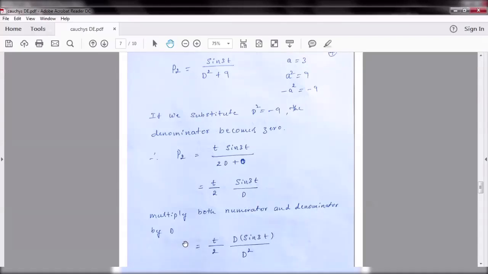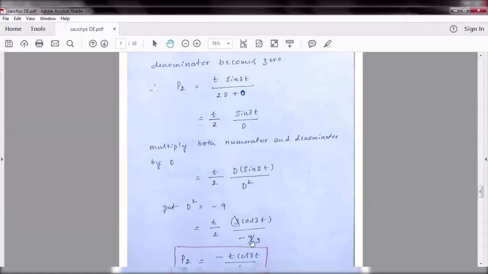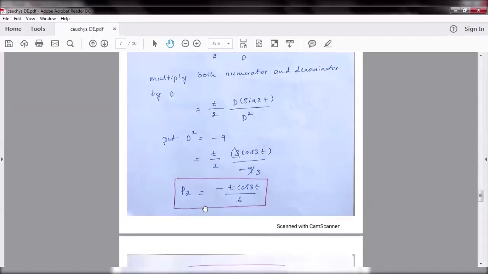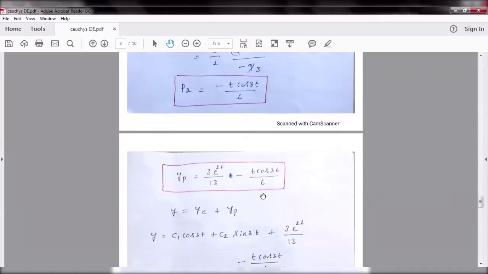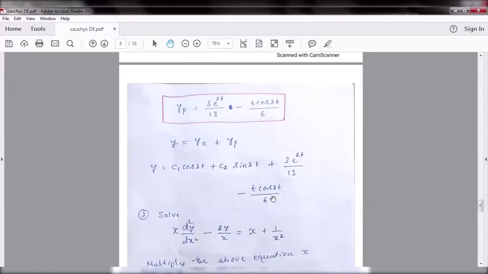In order to make this d as d square, multiply both numerator and denominator by d. So it becomes d sin 3t over d square. D sin 3t means the derivative of sin 3t, which is 3 cos 3t, and d square will be minus 9. So P2 is minus t cos 3t by 6. So this is the particular integral: 3 e power 2t by 13 minus t cos 3t by 6.